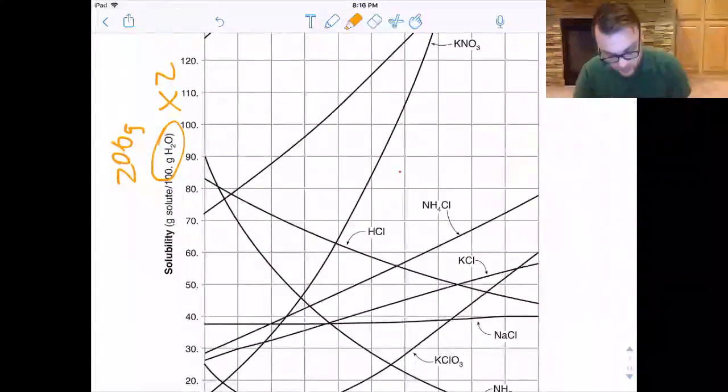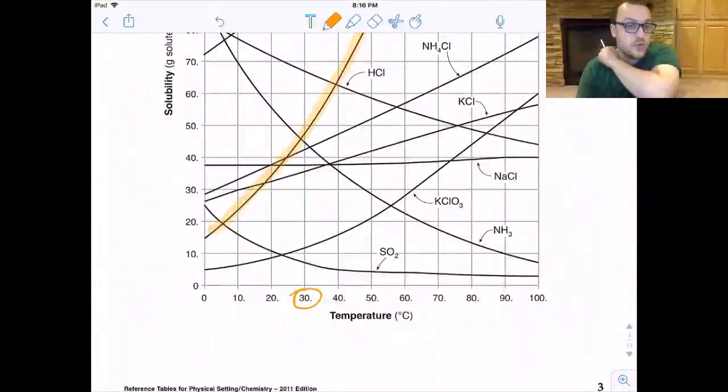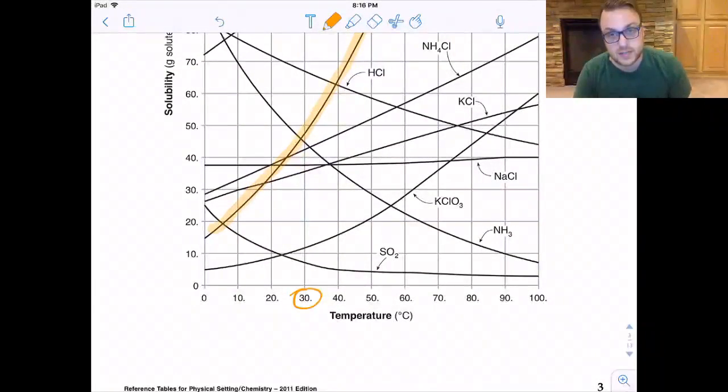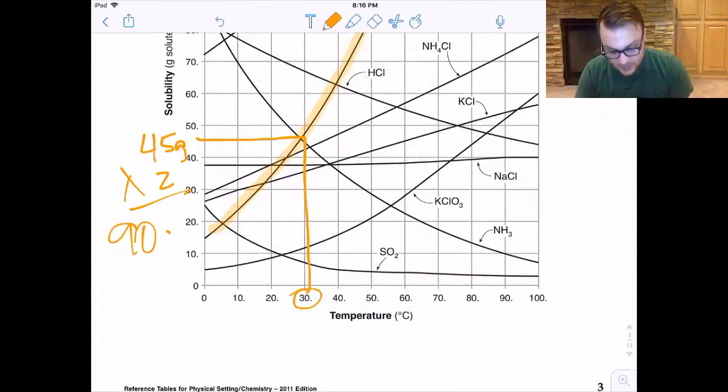Here's KNO3. It wants to know what's the maximum amount you can dissolve, so where is it saturated? And normally, you would follow 30 degrees up, take this across, and I'm going to guesstimate that normally you can dissolve 45 grams. But it said it was 200 grams of water. So I have to multiply this by 2 and get 90 grams.